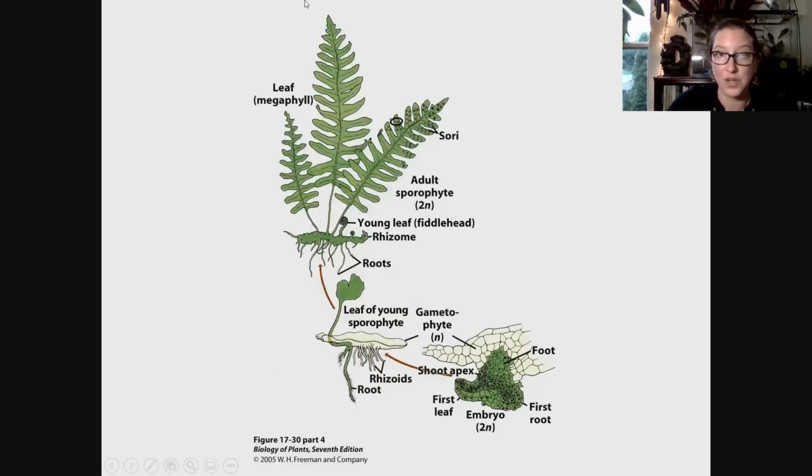Okay, oh yeah, notice new leaves emerging as a what? Fiddlehead, because only ferns have fiddleheads.